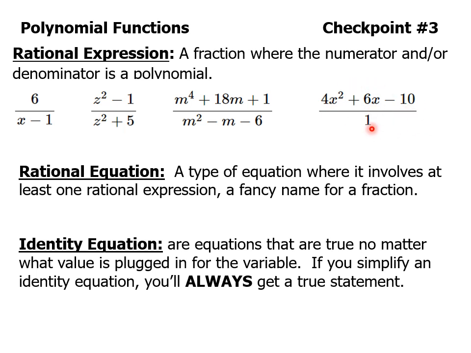I don't have to write the 1 on the bottom of this one. That could just be 4x squared plus 6x minus 10. That would just be a polynomial. But since I wrote it as a fraction, that means it's a rational expression with how I've written it.